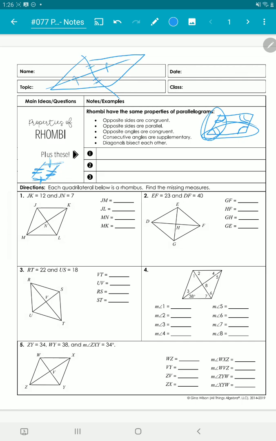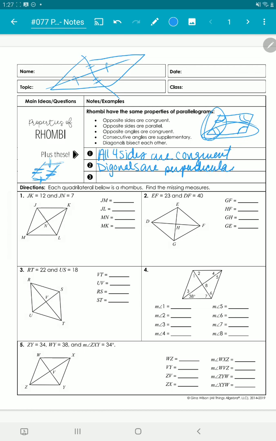So rhombi, however, have a couple more things. All four sides are congruent because it's just a square without right angles. Okay, the diagonals are perpendicular, and I'll show you what that means with the examples below.